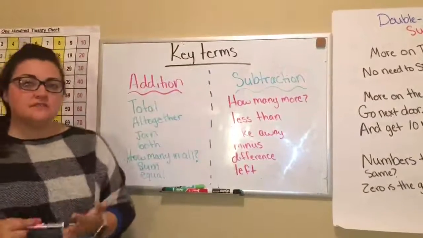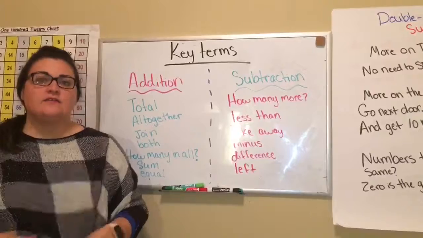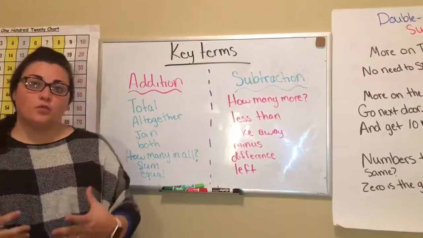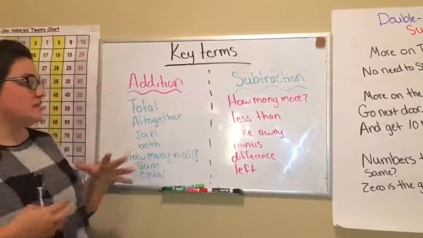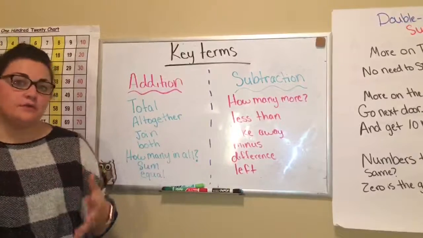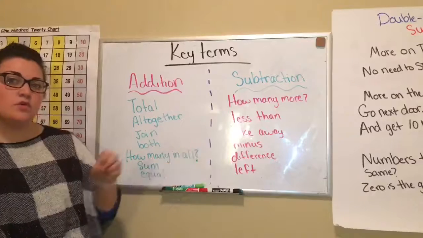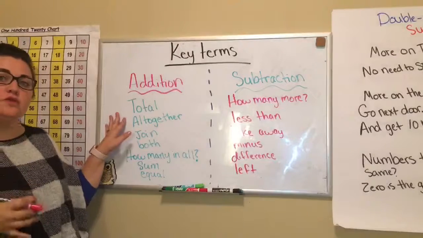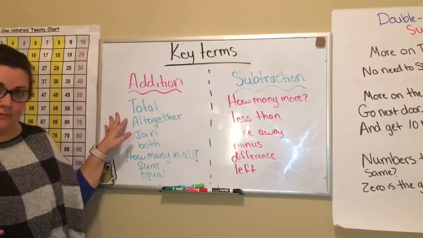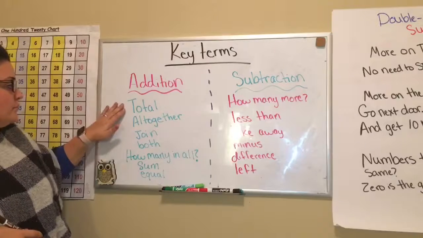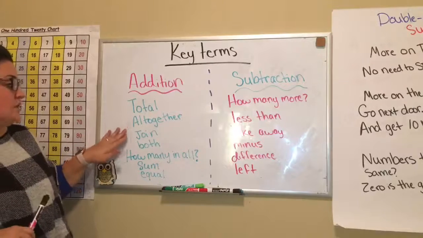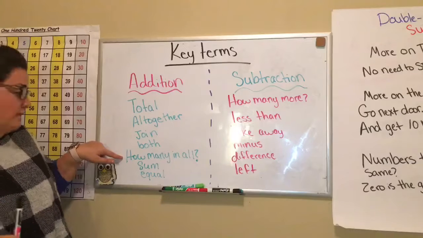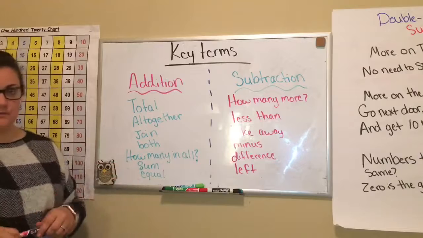We've gone over double-digit addition and subtraction, and there are some key words that you need to know. When we're working on word problems, they will mention key words that will help you know, am I adding or am I subtracting? So for addition, you will know that they want you to add the numbers if it says total, all together, join, both, how many in all, sum, or equal to.